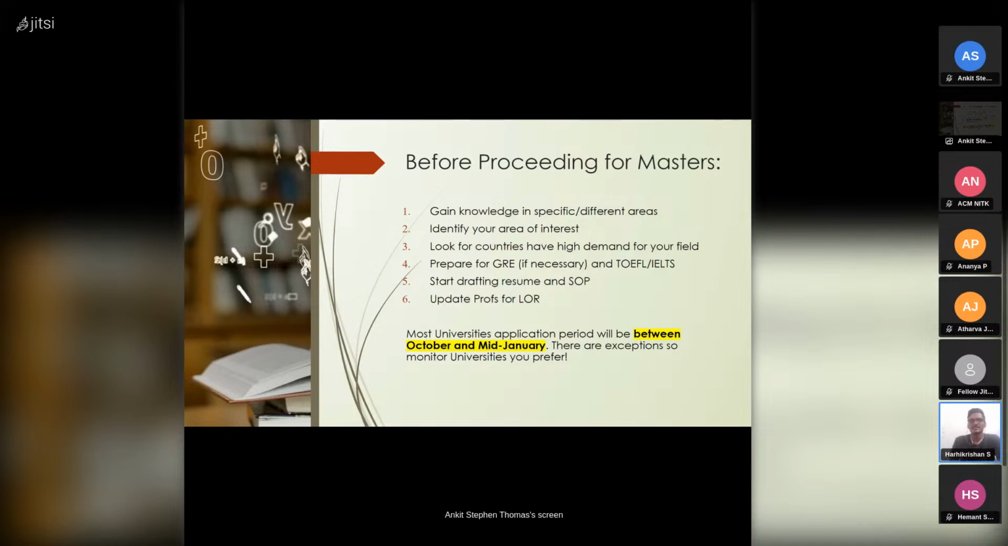So GRE, it depends. Based on the university you prefer, just check their websites and you will get to know whether the GRE is necessary, and then the English proficiency exam also. Before starting the application process itself, try to draft your resume and SOP, and also talk with your professors for LORs. Most of the universities have their application between October to mid January. There is no fixed date to mention here, but you can roughly get an idea, and it will be in this region.